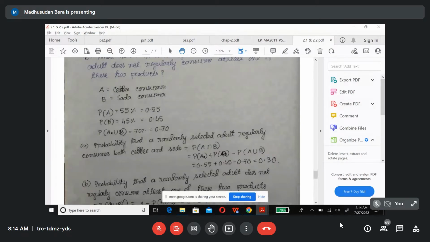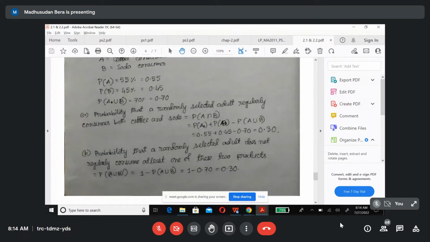That can be found by the addition rule. P(A union B) is P(A) plus P(B) minus P(A intersection B). From that, P(A intersection B) is P(A) plus P(B) minus P(A union B). We put in the values, and that way we get the answer.